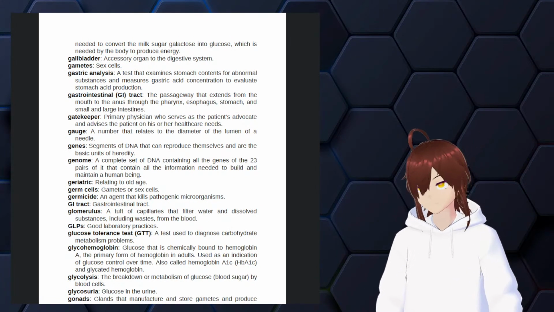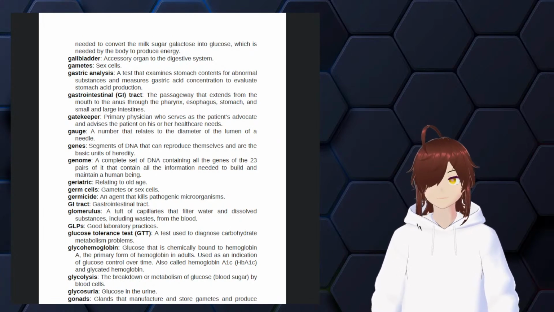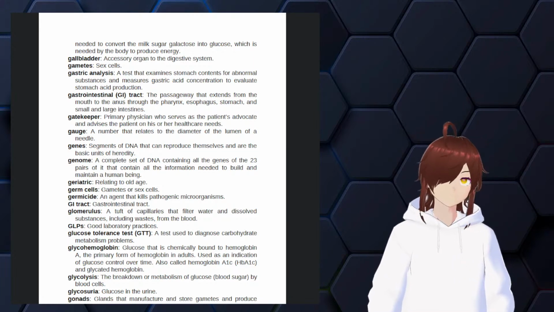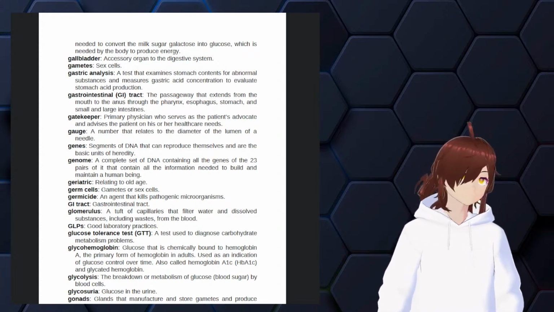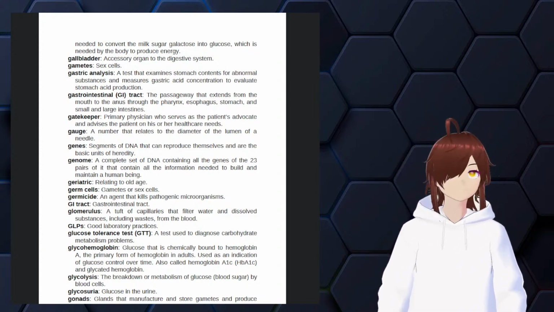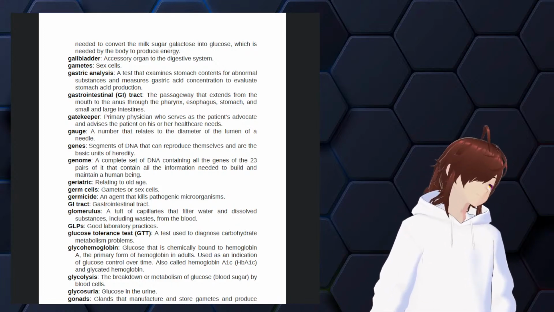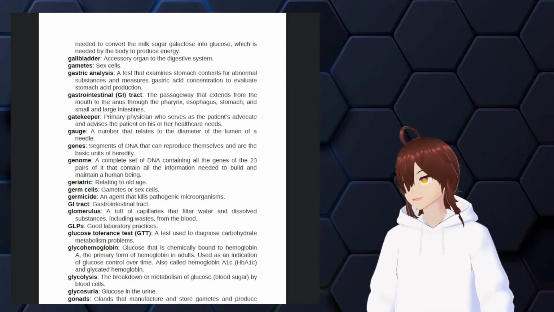Gallbladder, an accessory organ to the digestive system. Gametes, sex cells. Gastric analysis, a test that examines stomach contents for abnormal substances and measures gastric acid concentration to evaluate stomach acid production. Gastrointestinal, GI, tract. The passageway that extends from the mouth to the anus through the pharynx, esophagus, stomach, and small and large intestines. Gatekeeper, primary physician who serves as the patient's advocate and advises the patient on his or her healthcare needs.